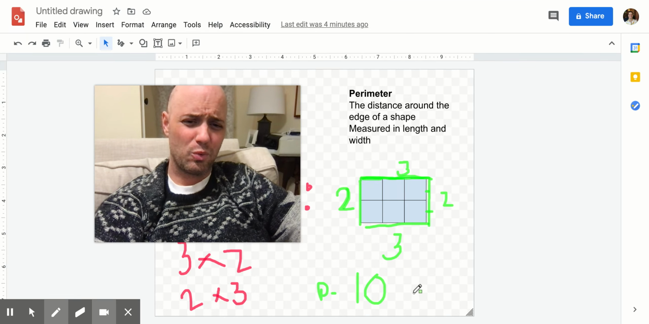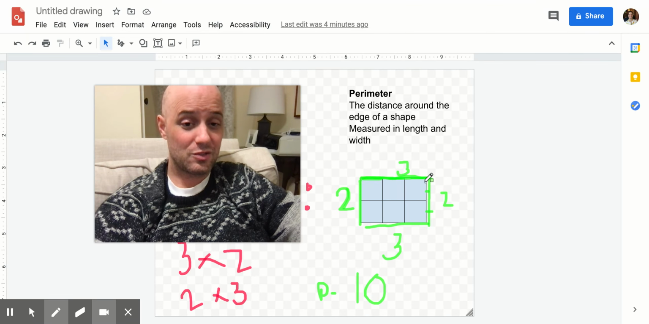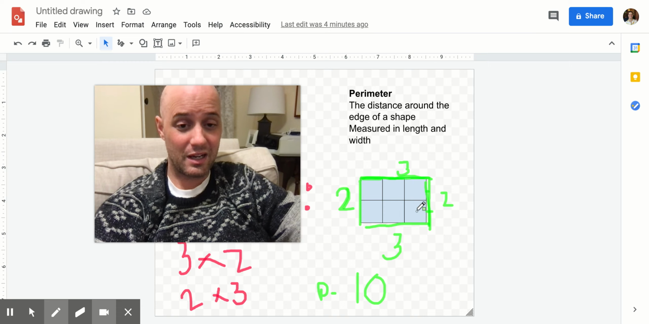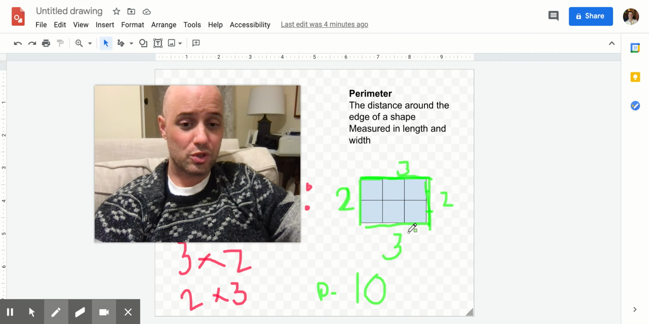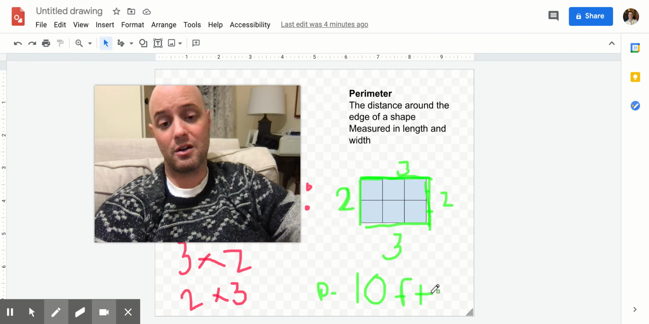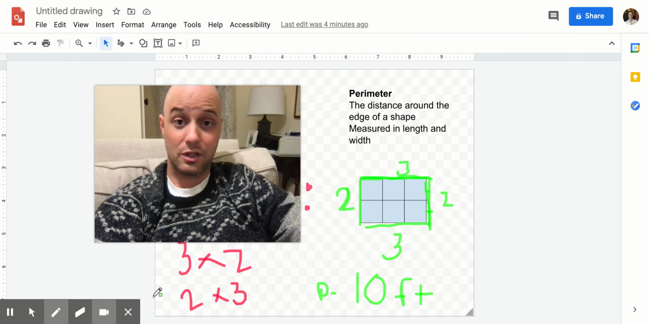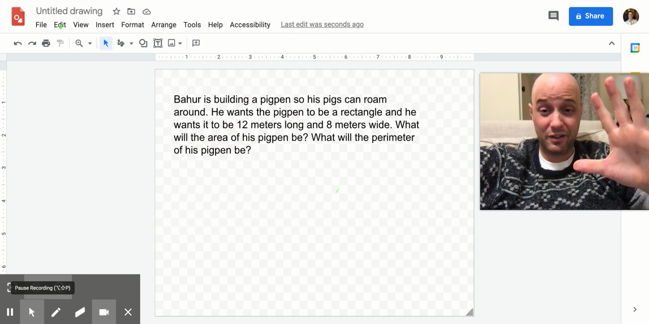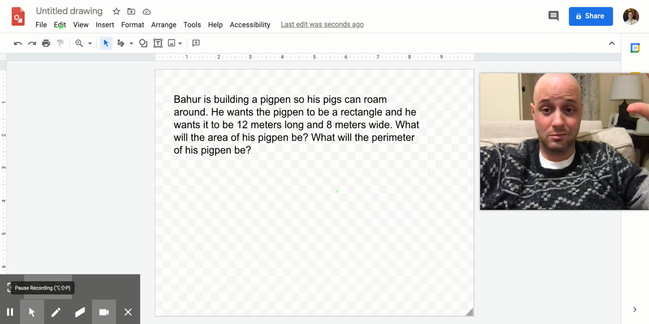And we wouldn't say squares here, because we're counting the edges. We're not counting how many total squares. We would just say 10 feet or 10 inches or 10 yards, whatever particular unit we're dealing with. Okay, so let's look at an example.